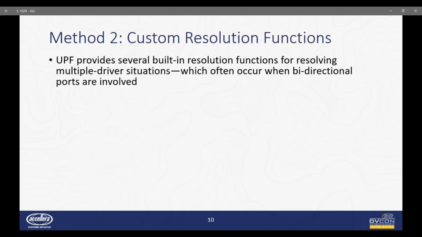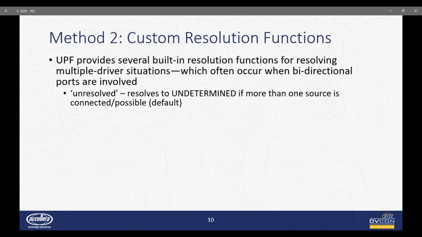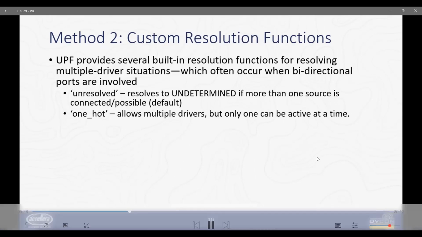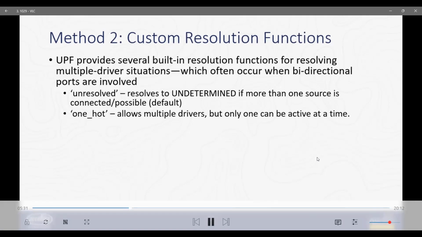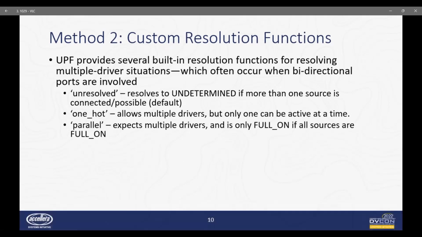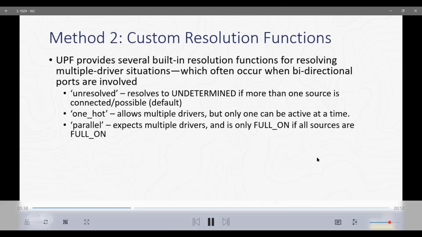Another method for resolving problems stemming from bidirectional supply ports is to use the resolution function capability within the UPF language. Several built-in functions are provided for common resolution situations. Unresolved supply nets expect only a single connection and resolve to undetermined if more than one source is connected. One-hot supply nets allow multiple drivers, but if more than one are active at a given time, the net resolves to undetermined. Supply nets with parallel resolution allow multiple simultaneous drivers and are considered full on only if all sources are so.